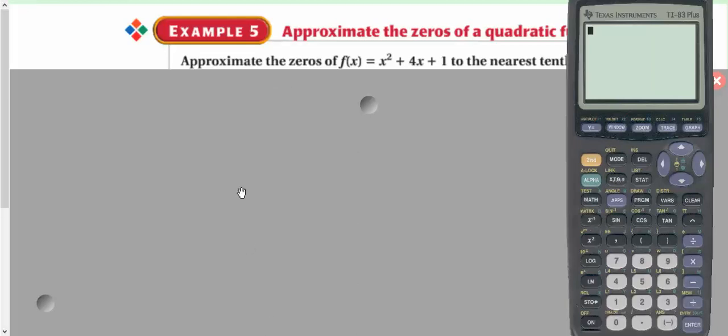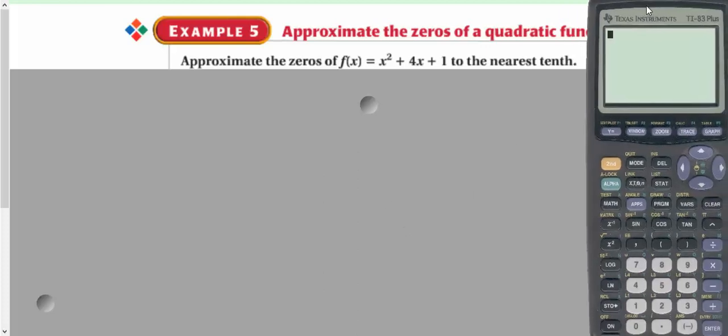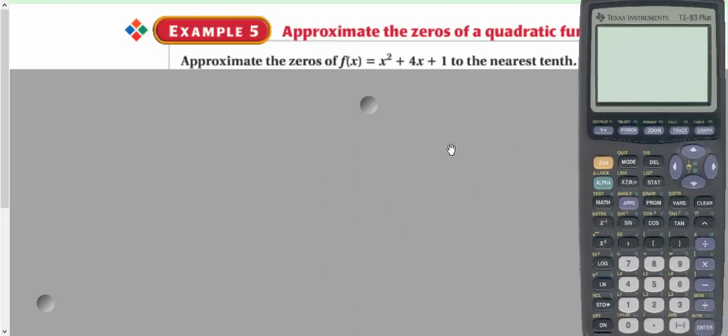10.3 is where they want you to graph the equations and find the roots by figuring out where it crosses the x-axis. I think that's a particularly annoying way to solve quadratic equations. So what we're going to be doing is using a graphing calculator to do this.